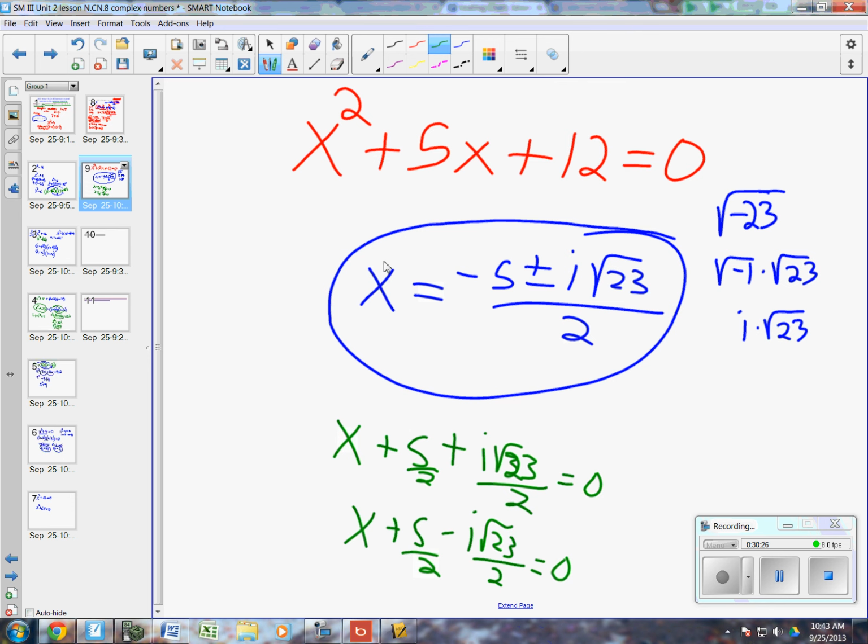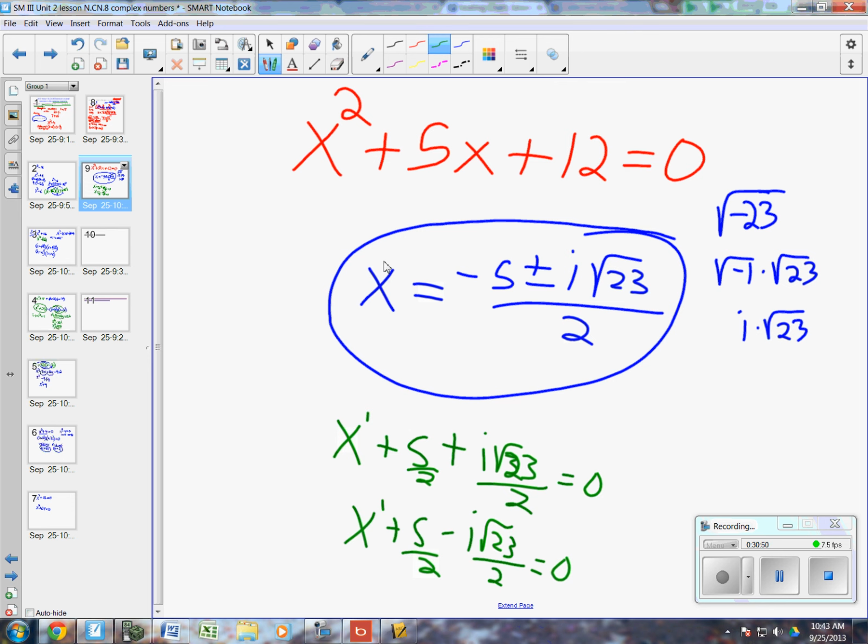Well, this is what we're doing right now. What I want to lead this into, you guys, is that every quadratic equation has 2 linear factors. These down here are your 2 linear factors. I say linear because x is to the first power. If I multiply these 2 linear factors together, I would get this x squared plus 5x plus 12.